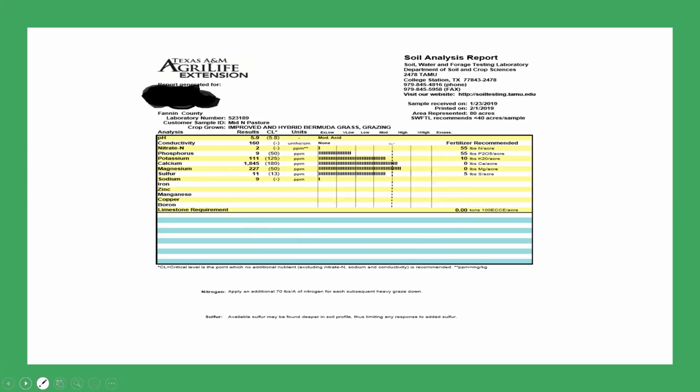So that sets the stage. Feel free to take notes and write along as we go here. So our N is 55, P2O5 is 55, and our K2O is 10.